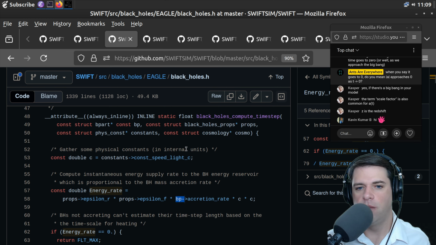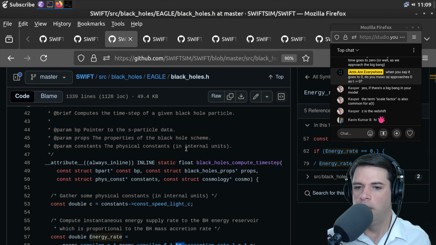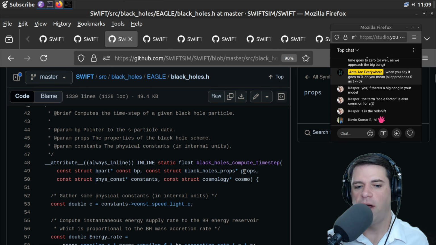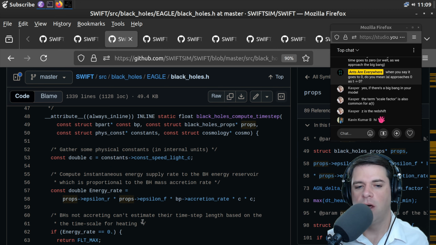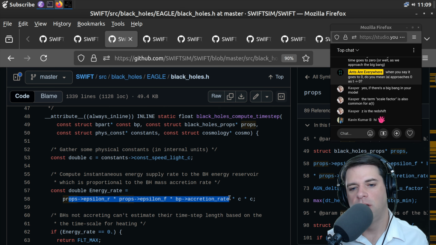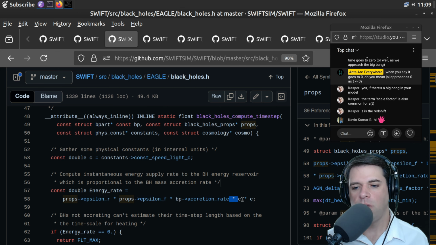BP came from where? It's passed in, I guess, is the first parameter. No, I was wrong. Props is black hole props. Okay, so these are all black hole properties. I don't think we've seen this struct. But black holes have epsilon r, epsilon f, and an accretion rate. And we're multiplying them by the square of the speed of light.